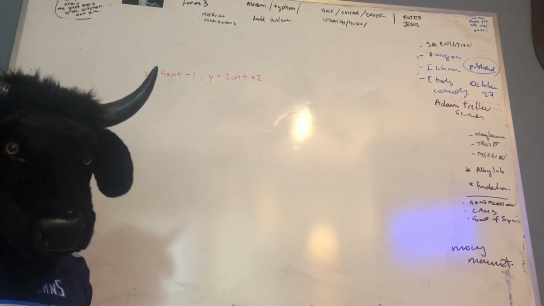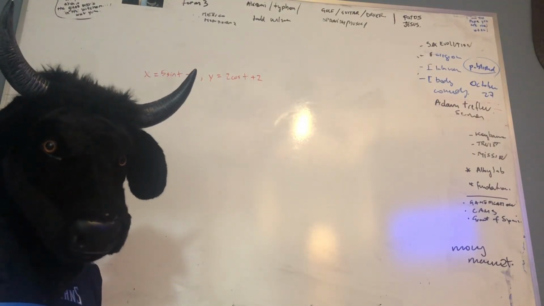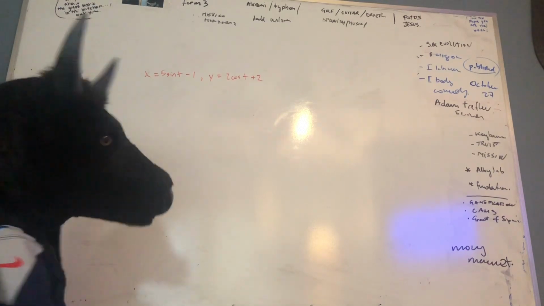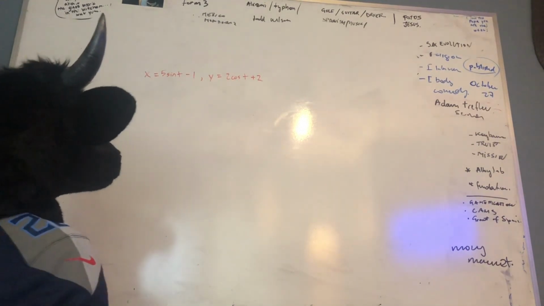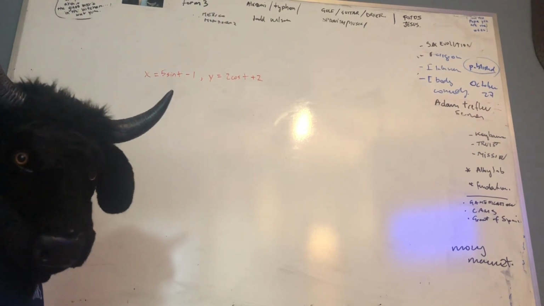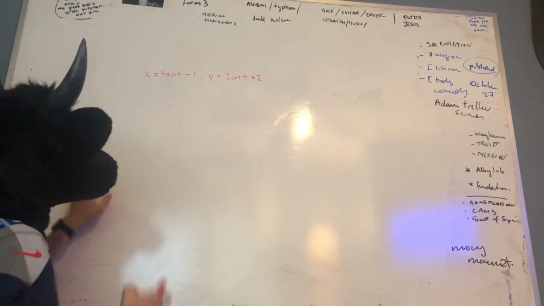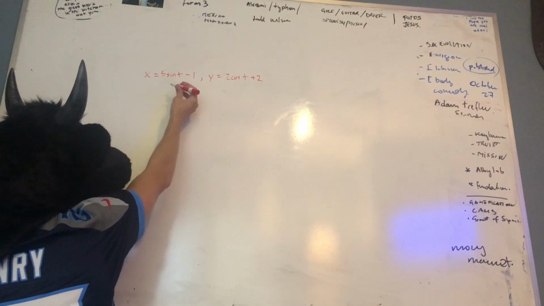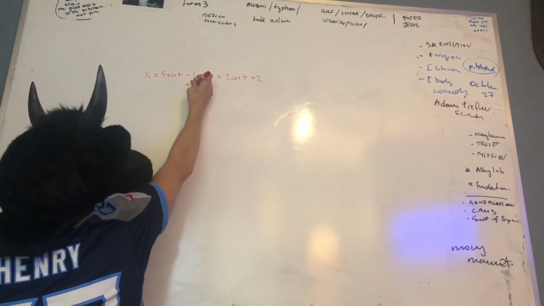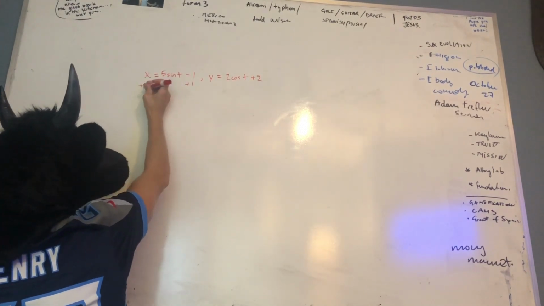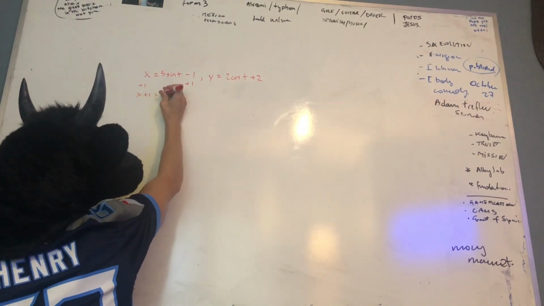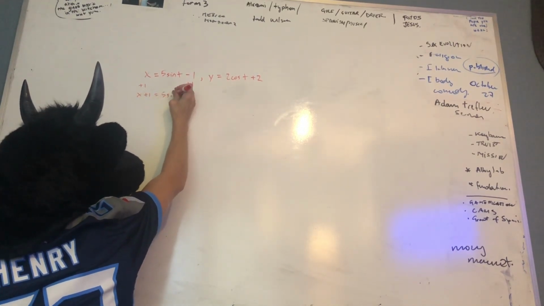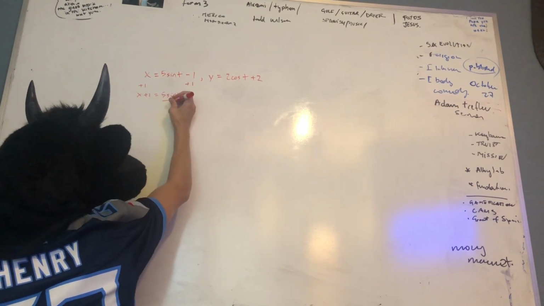Alright, let's take a look at a slightly more challenging example, though this one does not have a limitation on t, so that helps out a little bit. So first, we're going to try to do what we did in the last problem and get t isolated and get it in terms of x. So we'll start by adding 1 to each side, then dividing by 5.